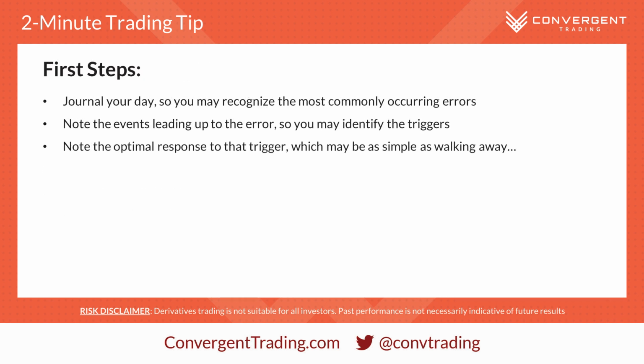So the first step is going to be to journal every day so that you may recognize your most commonly occurring errors. Once you've identified an error that is happening frequently, you want to note the events that lead up to that error. So you may identify the trigger that caused the emotional response or the error in judgment that led to the error. Note down the optimal response to that trigger.